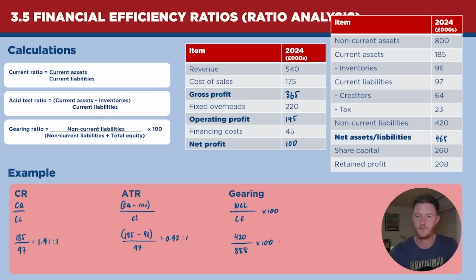Our gearing is 420 over 888, so that's a percentage of 47.3%. So basically 47.3% of their finance comes from debt. They're basically funding their business with 47.3% of the finance coming from long-term loans. Obviously there's interest to pay on those, that's some of the financing costs I would imagine. And maybe it's a bit riskier as well, but there are of course benefits to using those areas of finance as well. Maybe it gives you access to money you otherwise wouldn't be able to access.